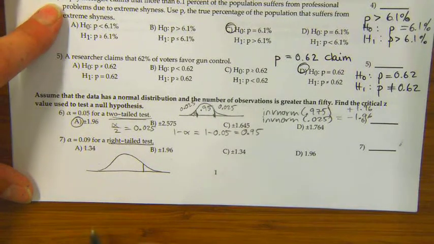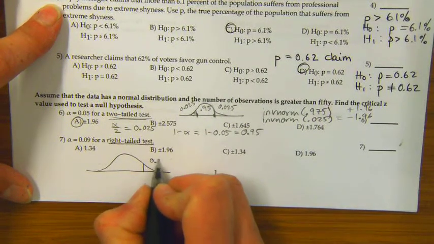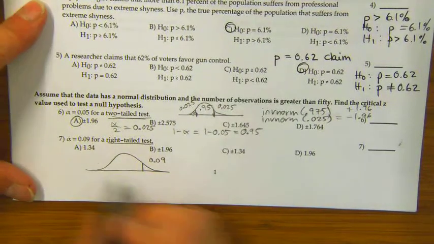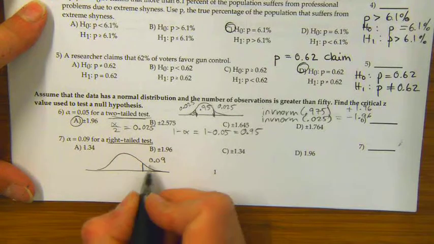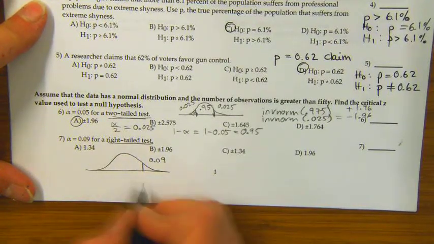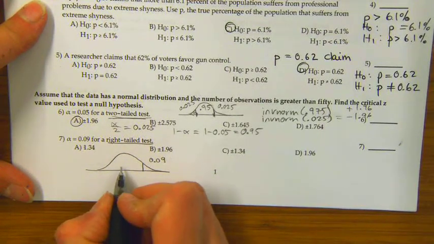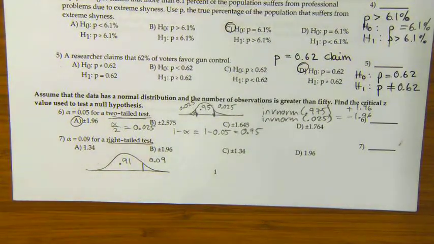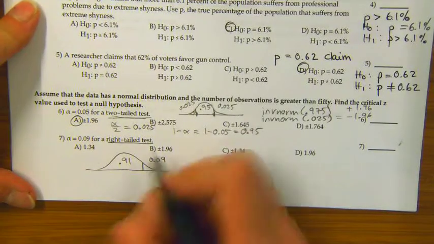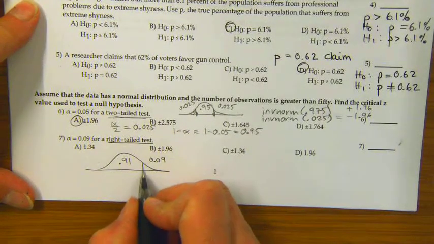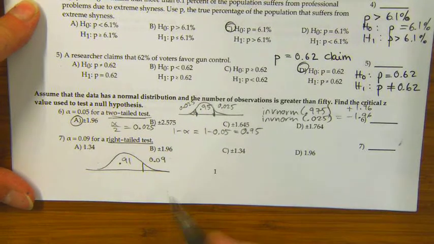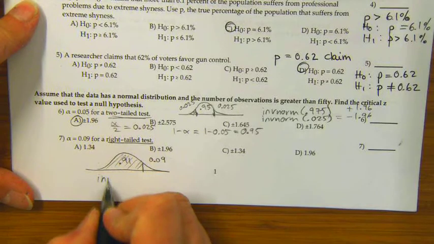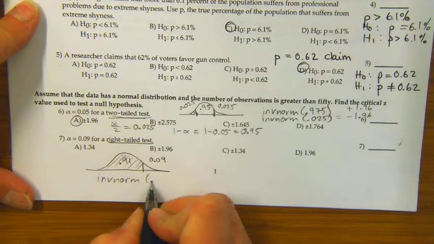We now put our alpha into the right tail. We don't have to split it in half because we only have one tail. And then we're going to look at what's left. So if 0.09 is in the right tail, what is left over here? 0.91. So just one tail. Okay, now to find the critical value, this is going to be just one positive value. We're going to use the area to the left, use the inverse norm of 0.91.